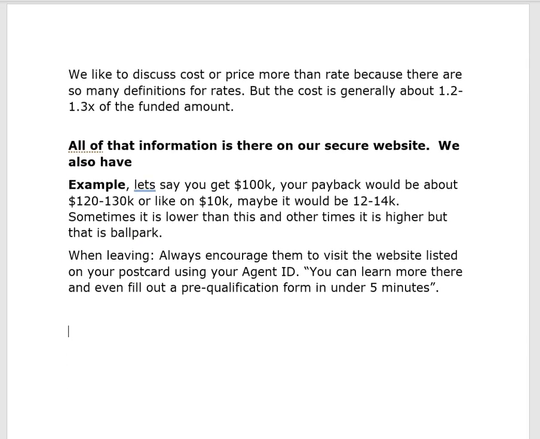Okay, and you can see it here. It says, we like to discuss cost or price more than rate because there are so many definitions for rates, but the cost is generally about 1.2 to 1.3 of the funded amount. Now, I would stop there unless they bug you for more information. I don't want to say bug you, but people do have inquiring minds and they want to know. Then I'll go ahead and let them know this here.